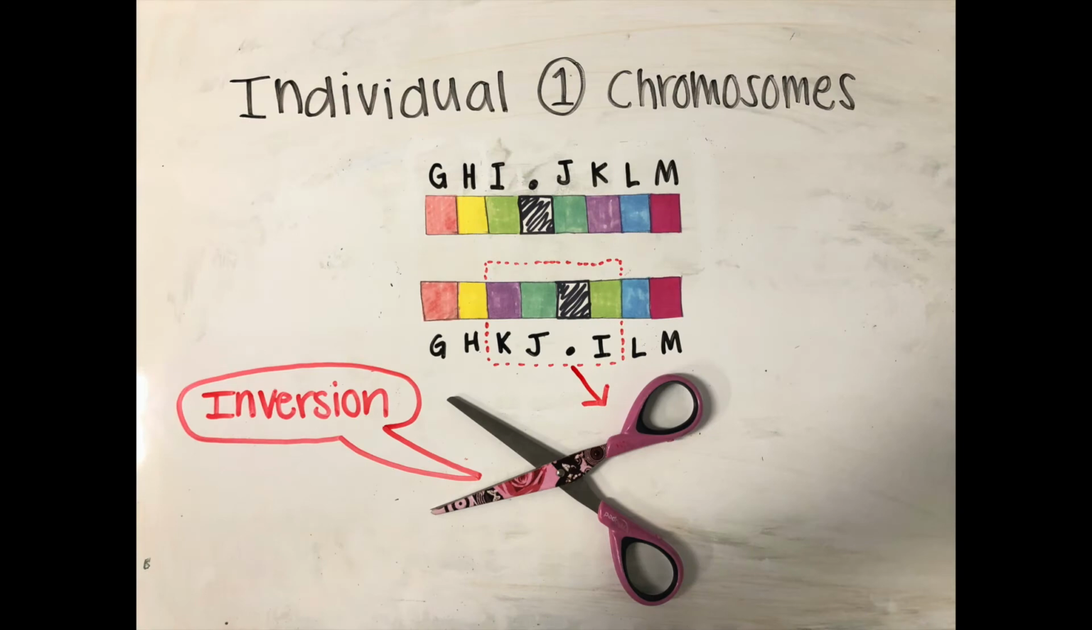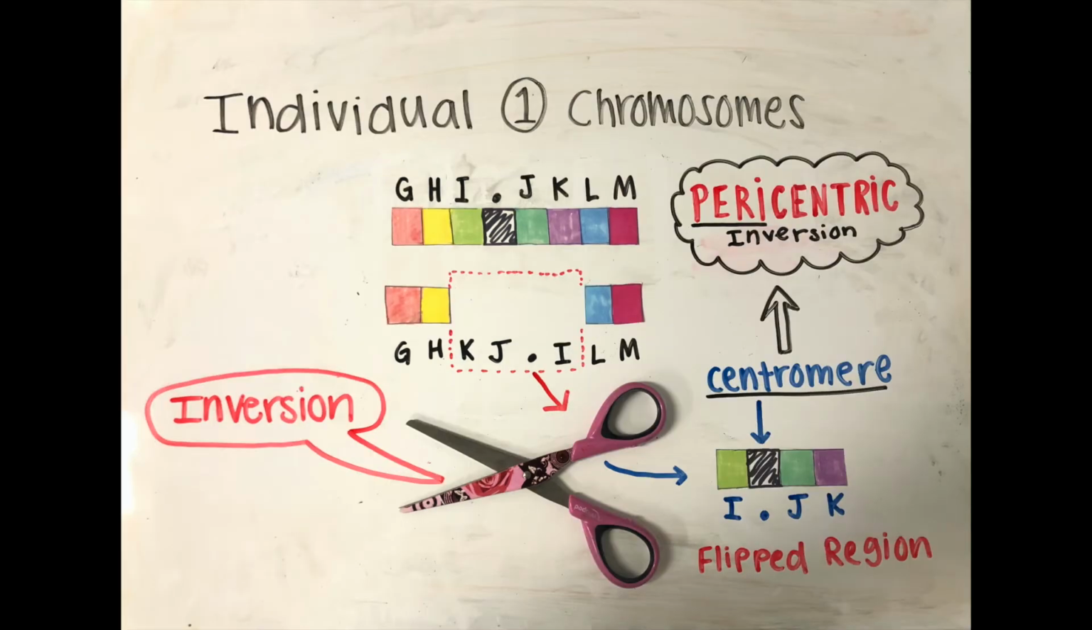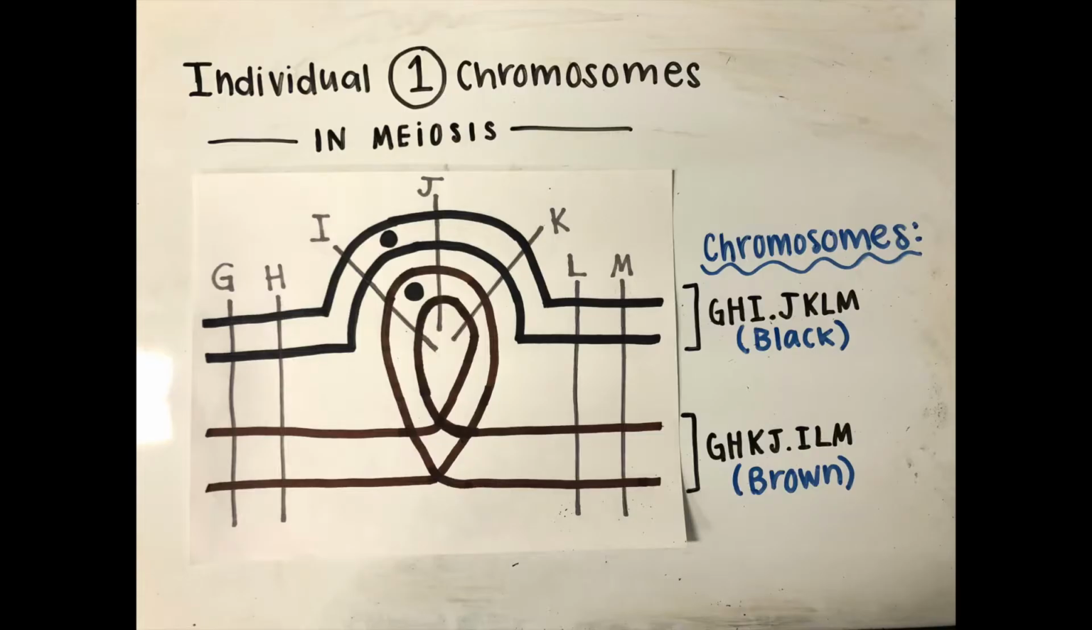Inversions have a segment of a chromosome that is removed from the chromosome, turned 180 degrees, and then reinserted back into the chromosome. Because the flipped region contains the centromere, this is considered a pericentric inversion. This is an example that explains synapsis during meiosis and the formation of an inversion loop. The original chromosome is represented by the black lines, whereas the lines in brown represent the chromosome with the inversion.